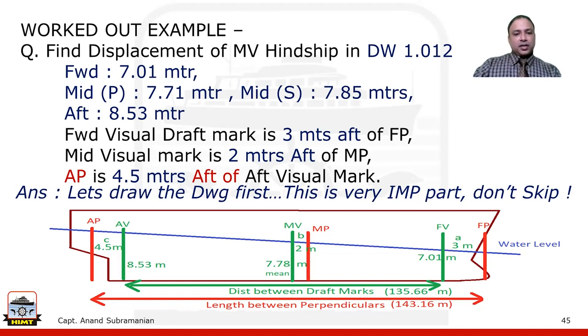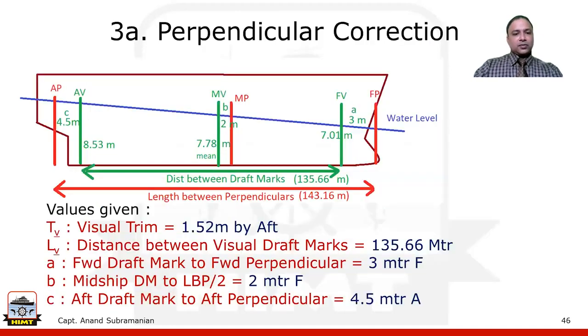If you subtract 3 meters and 4.5 from there, we will get the distance between the draft marks. So the length between perpendiculars of MV Hinship is 143.16. 143.16 minus 4.5 minus 3 meters, we will get this answer of 135.66. So now we have all the values required for finding out the perpendicular corrections. So let's get on with that.